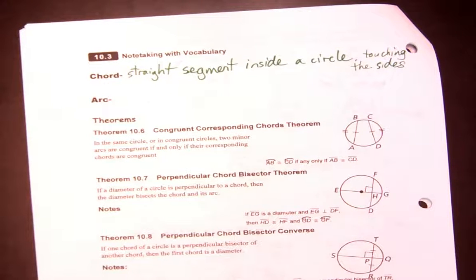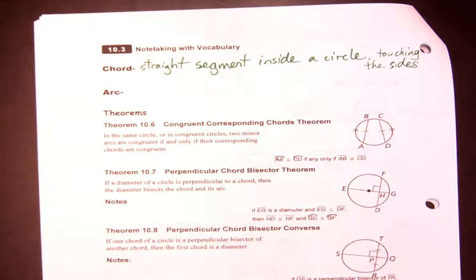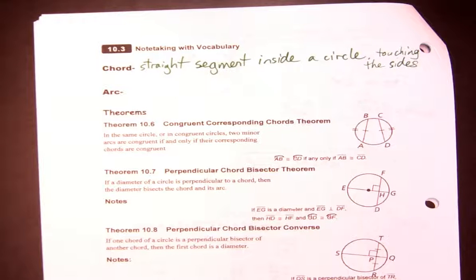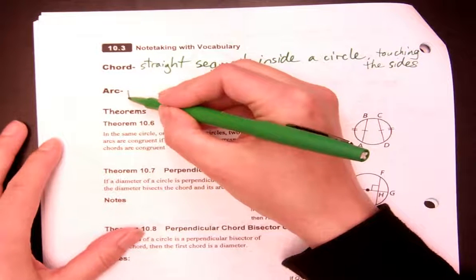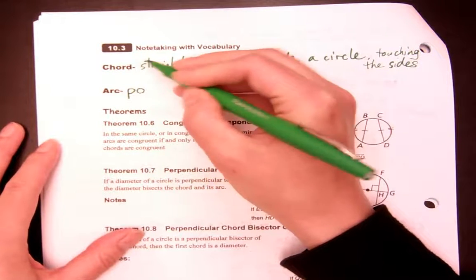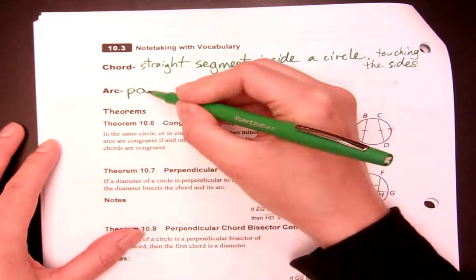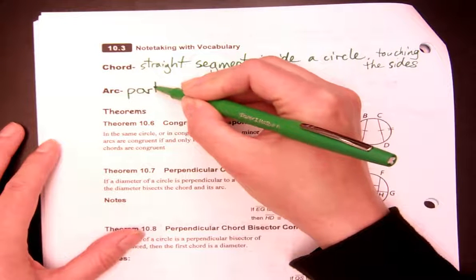I don't think arc was our vocab last time. Did you guys know what an arc is? Curved line, yeah. So what I'm going to write is just part of the outside of the circle. So a chord's a straight line in the middle. An arc is on the outside, on the rim of the circle.